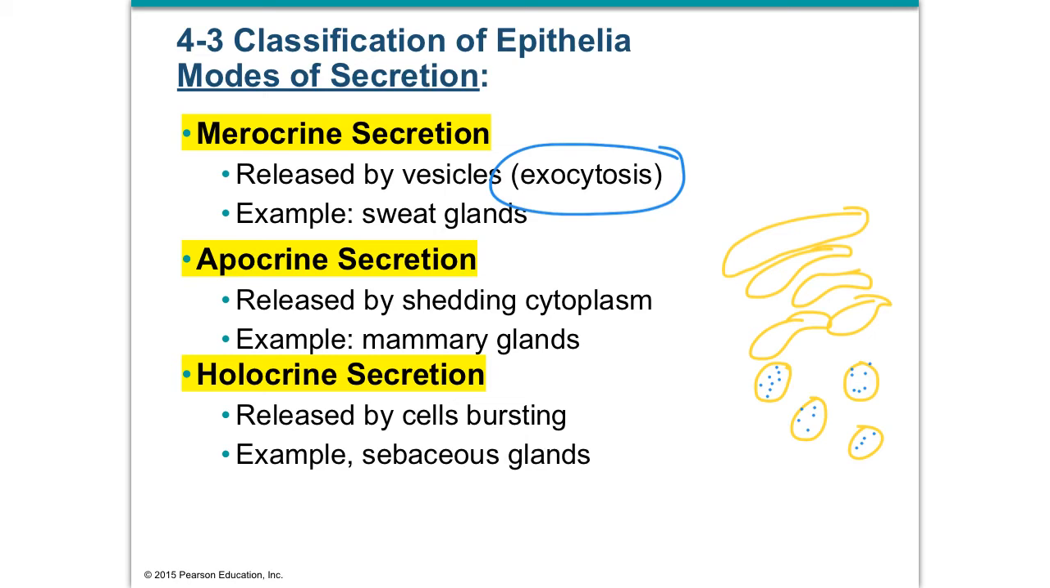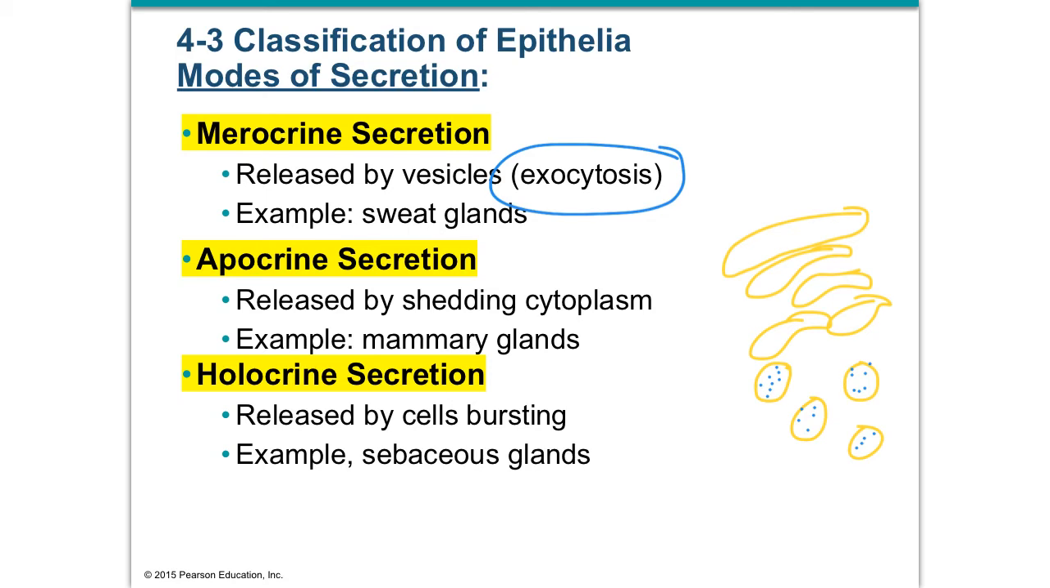And in the case with mammary glands that produce milk, the milk is produced by the Golgi body too, but the entire cytoplasm in the cells gets shed and released into the duct. So the breast milk is actually cytoplasm from the mammary glands, and the cytoplasm travels through the duct for feeding purposes.